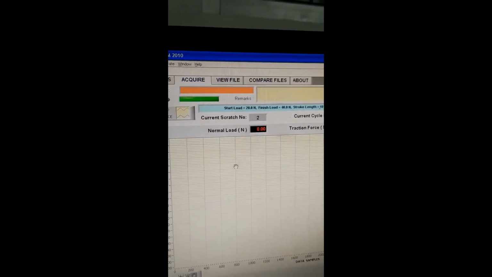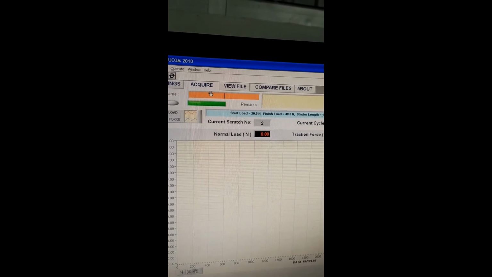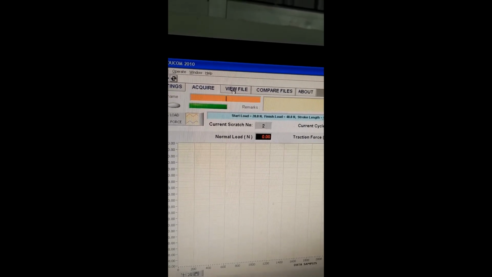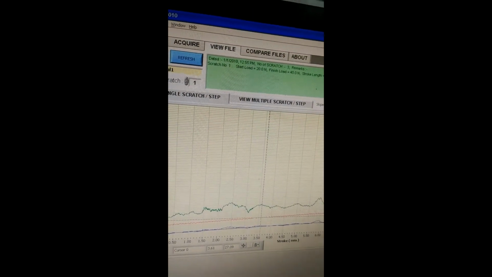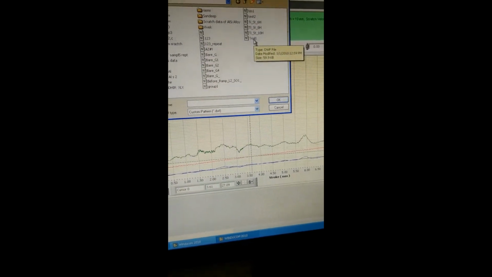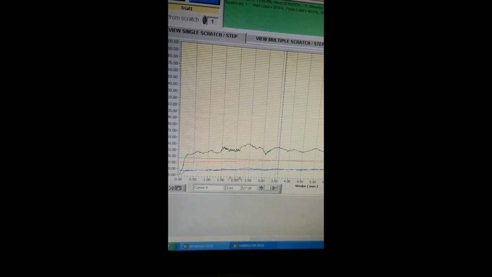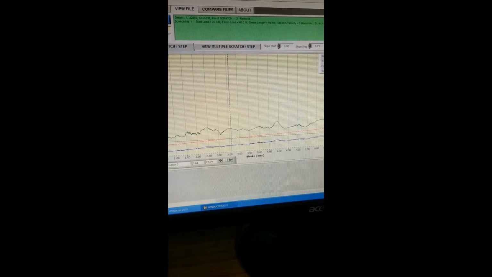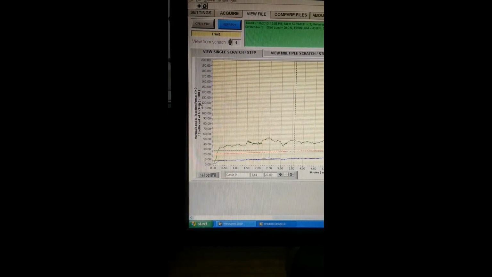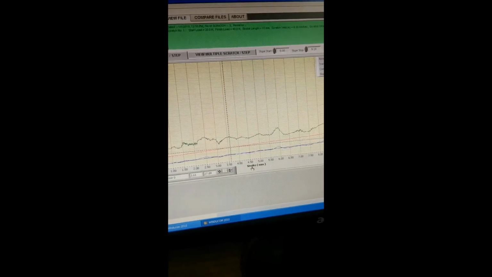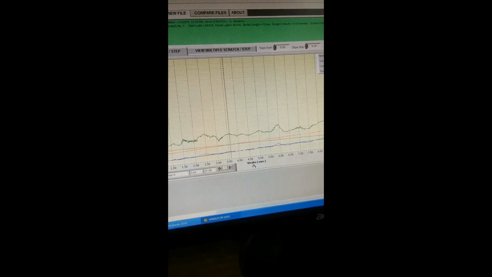Our data collection is over. Now we'll retrieve the file where the data is stored. Let us go to this view file menu, then open the file. We have saved the file with the name trial 1, so we'll open it. Now this file and this graph is being observed. This is the graph for normal load and tractional force in newtons and coefficient of friction versus the stroke, that means the scratch length in mm.